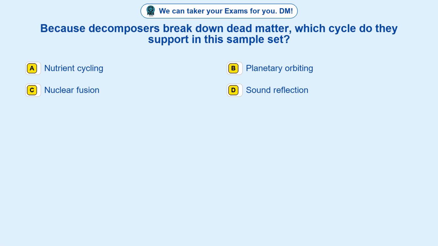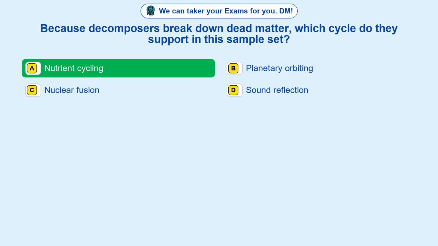Question 19. Because decomposers break down dead matter, which cycle do they support in the sample set? Option A. Nutrient cycling. Option B. Planetary orbiting. Option C. Nuclear fusion. Option D. Sound reflection. The correct answer is option A.